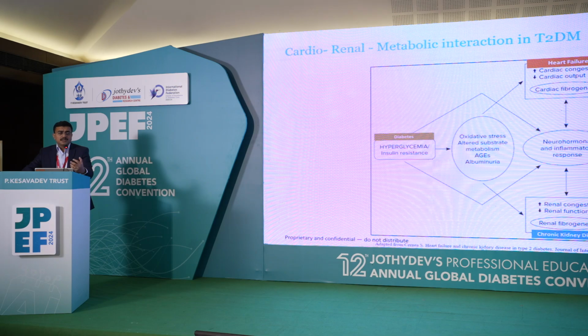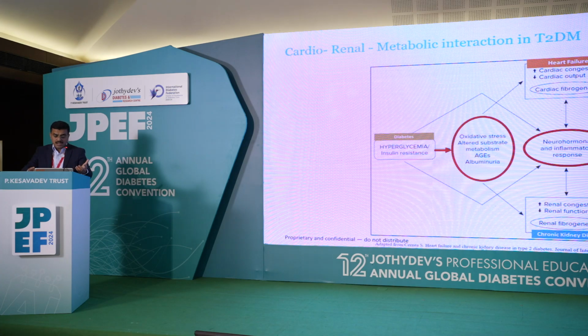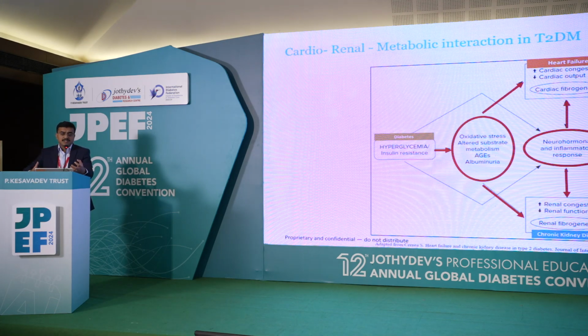How does this cardiorenal metabolic interaction happen in type 2 diabetes? See, we know that it's related. Diabetes, chronic kidney disease, heart failure, coronary, all these things are related. But how? The hyperglycemia produces insulin resistance, which tends to produce oxidative stress, altered substrate metabolism, advanced glycosylation end products, albuminuria, and also it produces a neurohormonal and inflammatory response, which together lead to increased cardiac congestion and cardiac output, which leads to cardiac fibrogenesis and heart failure, and also it leads to renal congestion and abnormal renal functions and renal fibrogenesis, and that's why it then progresses to chronic kidney disease.